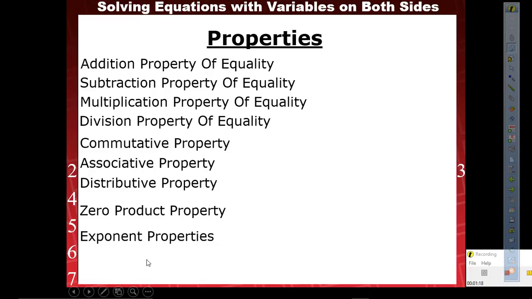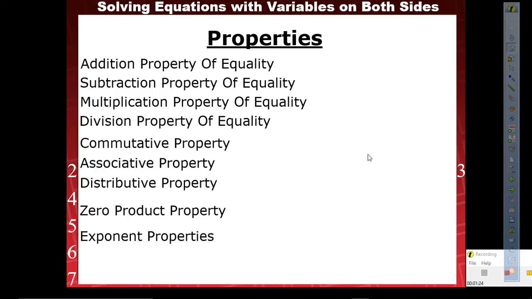Which are the ones that I'm missing though? What was the property from the beginning of the year? The additive inverse, which is the zero pairs, remember that? And also the identity property. So far, those are the ones we've covered. You don't need to copy this. This is just for you to remember that we're going to be using those next week, okay?